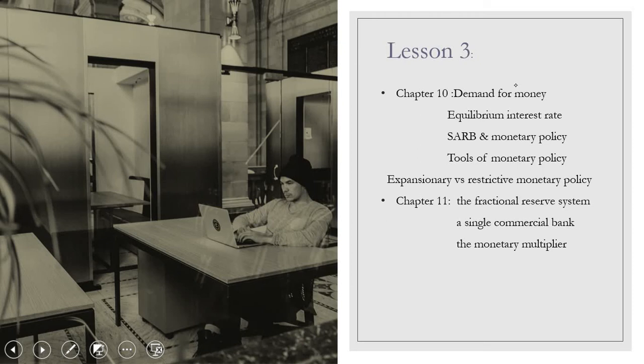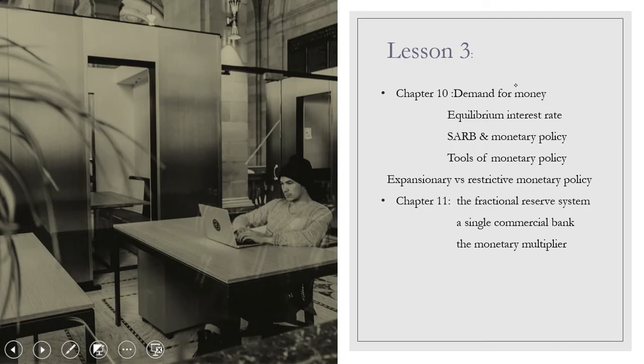So here you look at the functions of the South African Reserve Bank. You look at the two different policies that they use in the economy to make sure that the economy is running smoothly and it's stabilized. So the tools of monetary policy, and you look at expansionary versus restrictive monetary policy. So that's chapter 10, which deals with money.